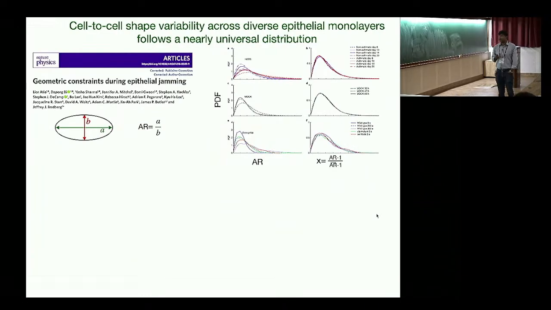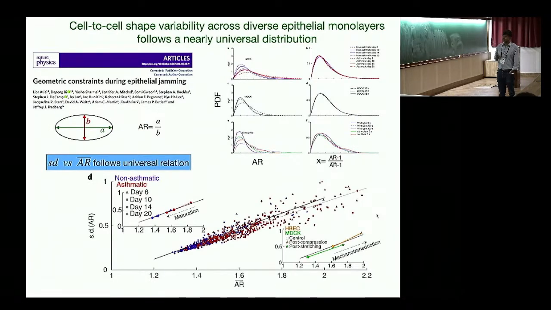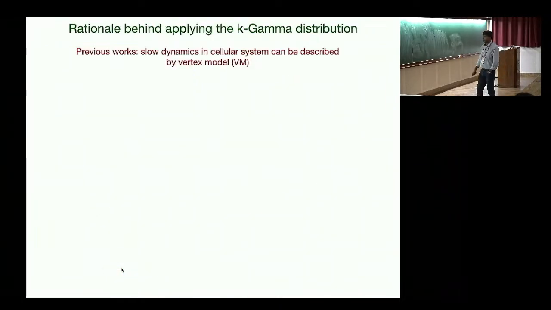Furthermore, there is another fascinating result in this work, which is the standard deviation as a function of the average aspect ratio. When they plot the standard deviation of this aspect ratio as a function of the average, they find that for different systems, the points follow nearly the same line. And moreover, as the system becomes more sluggish, as the dynamics become slower, with passing time, the points on this plot move towards the origin. So this is another experimental finding.